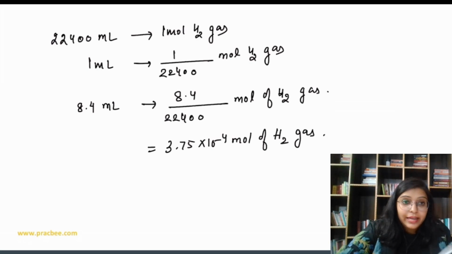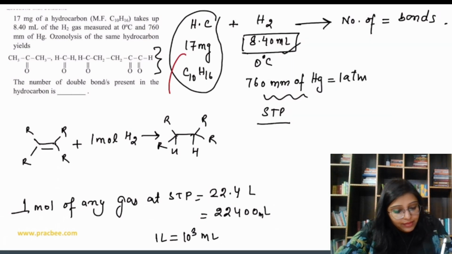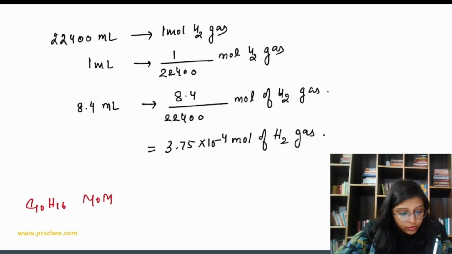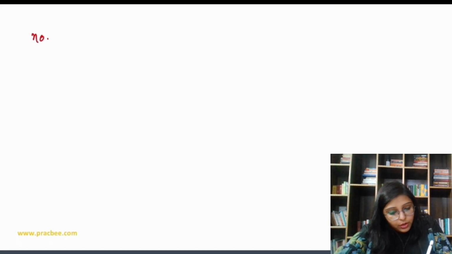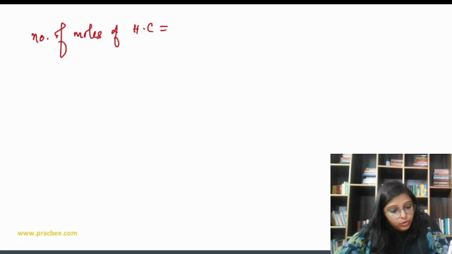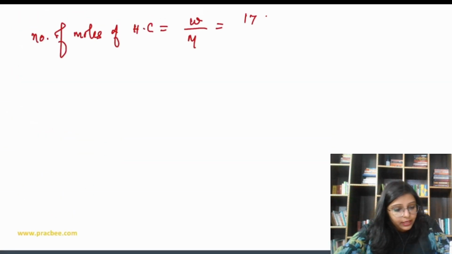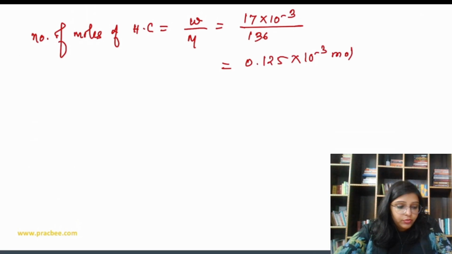Okay. Now, next task is to find out the number of moles of hydrocarbon. So 17 milligram means we have 17 into 10 to the power minus 3 gram. So C10H16 molar mass is equal to 10 into 12 plus 16 into 1. So 120 plus 16, which is equal to 136 gram. Clear? Now, number of moles of hydrocarbon is equal to given mass upon molar mass. Given mass is 17 milligram, so it means 17 into 10 to the power minus 3 gram divided by 136. On solving, we get 0.125 into 10 to the power minus 3 mole, which we can write as 1.25 into 10 to the power minus 4 mole.